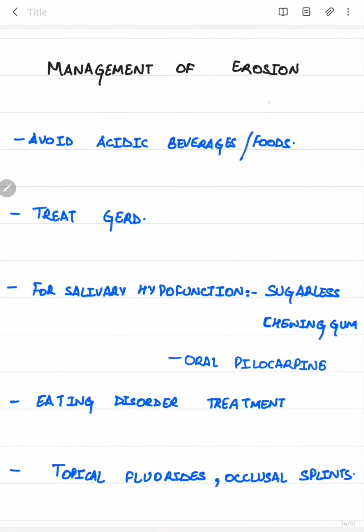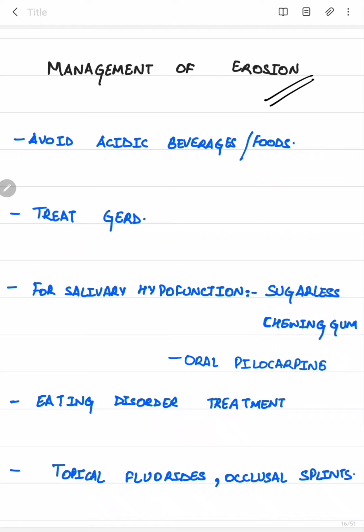Now the management part of erosion. So avoid acidic beverages or foods, right? Secondly, treat GERD, that is gastroesophageal reflux disease. Thirdly, for salivary hypofunction, as we know that whenever the pH level of our oral cavity is decreased, our saliva acts as a buffer. But in some individuals, salivary hypofunction is there, which will increase the rate of erosion of our teeth.